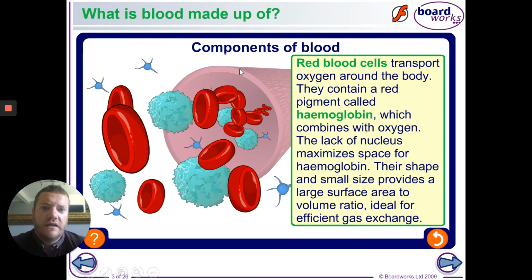Okay, so red blood cells, dead easy. One specific job. All they do is carry oxygen. Okay, dead easy. Now they have a number of features that allow them to do that job really, really well.